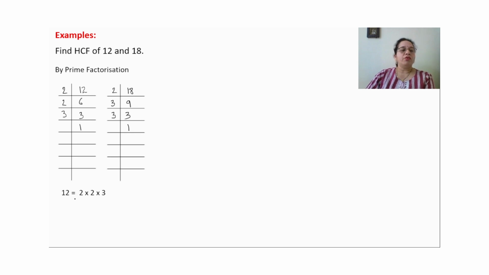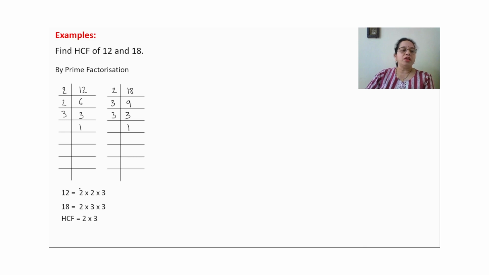So now we have factors of 12. Prime factors of 12 is 2 multiplied by 2 multiplied by 3. Factors of 18 is 2 multiplied by 3 multiplied by 3. We need to find common factor. So this 2 and this 2 is common. This 3 and this 3 is common. So in place of this 2, 1, 2 is there. In place of this 2, 3, 3 is there.